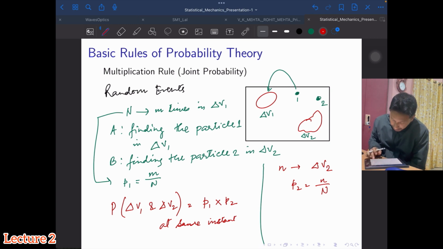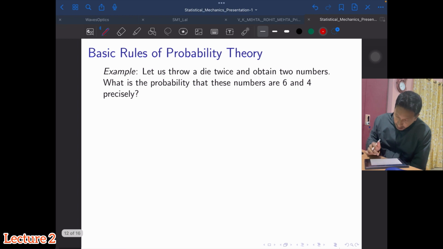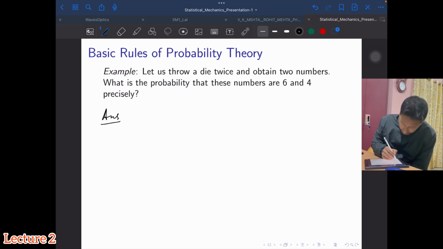So let's look at one of the examples. Here let us throw a die twice. I take a die and throw it twice and obtain two numbers. Of course we will get two numbers if I throw a die two times. What is the probability that these numbers are 6 and 4? We are specifically asking what is the probability that the first number is 6 and the second number is 4.